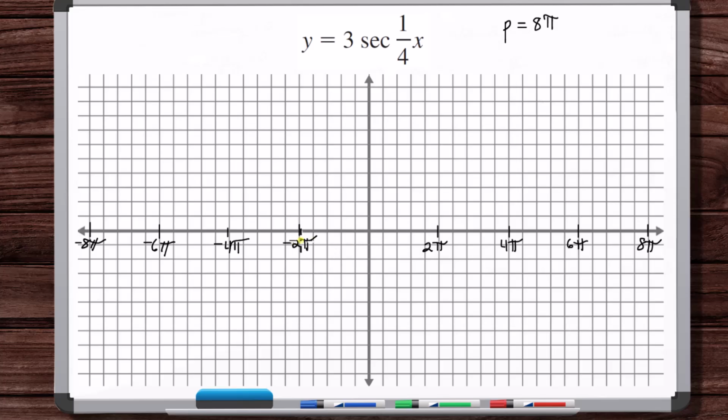Okay, and then we've got vertical asymptotes, if we think about the secant function, and cosecant really, but secant and cosecant are just shifted relative to each other. So we're going to have a vertical asymptote here, and then we'll have another vertical asymptote at 2 pi, and then another one at 6 pi.